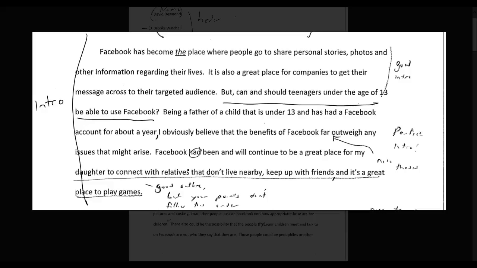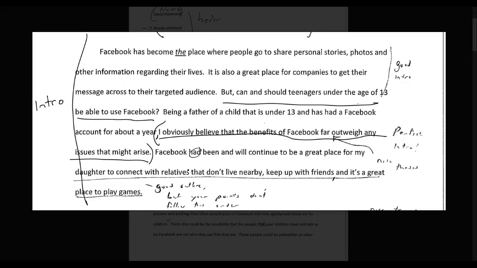Being the father of a child that's under 13 and has had a Facebook account for about a year, I obviously believe that the benefits of Facebook far outweigh any issues that might arise. There's his thesis. He actually doesn't use the word should. Facebook has and will continue to be a great place for my daughter to connect with relatives that live nearby, keep up with friends, and it's a great place to play games.